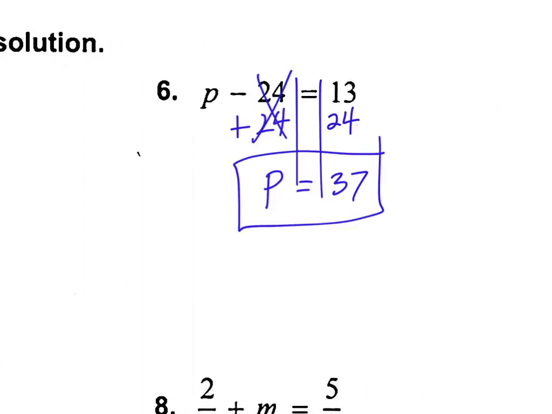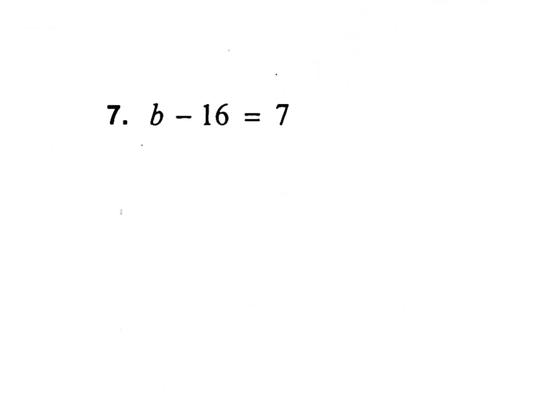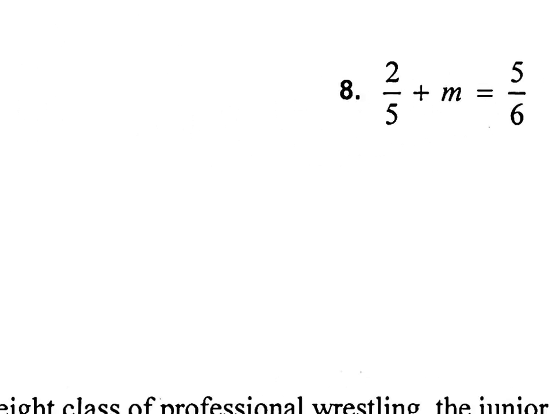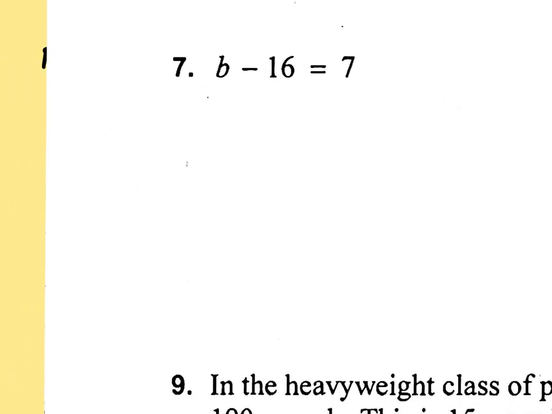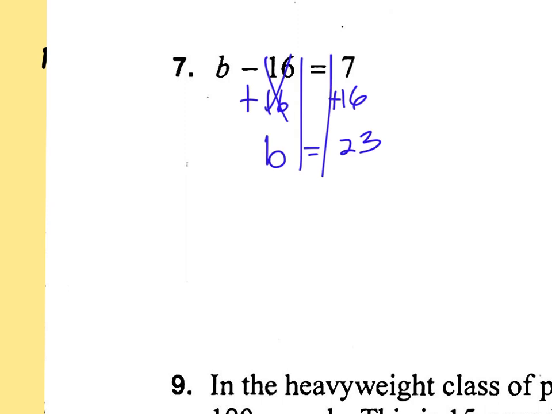Pause now. Did you get P equals 37? If you did, it's correct. You can plug 37 in for P there. 37 minus 24 is 13. So that is the correct answer. Let's look at number 7 now. Well, actually, you know what? I want you to try number 7 on your own. So pause now. Did you get B equals 23? If you did it correctly, 23 minus 16 equals 7.